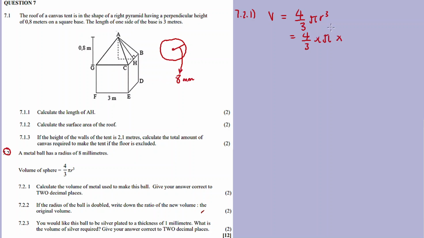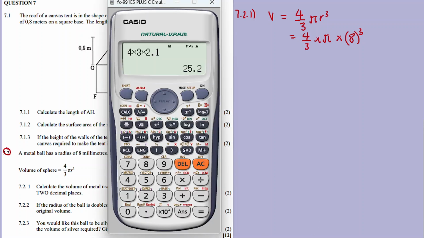What is the radius? There's nothing difficult. It's just plug and go. You plug in a value, you calculate. So this is 4/3 times 8 raised to exponent 3.